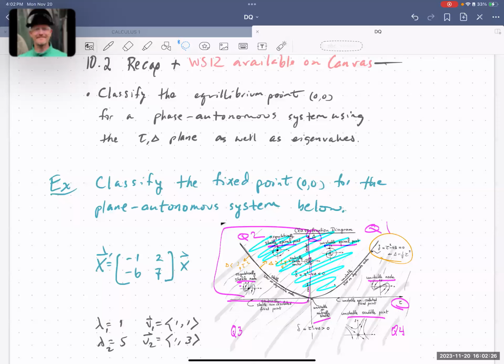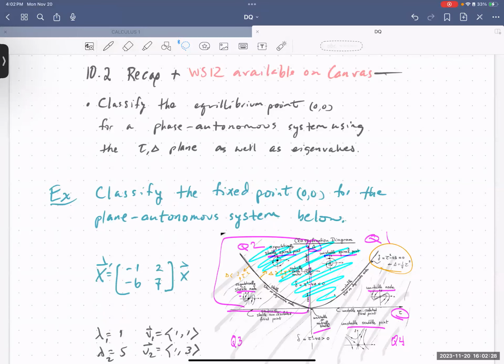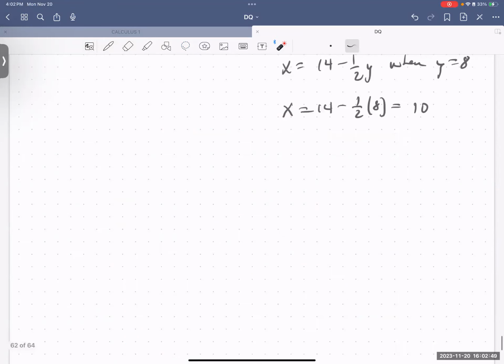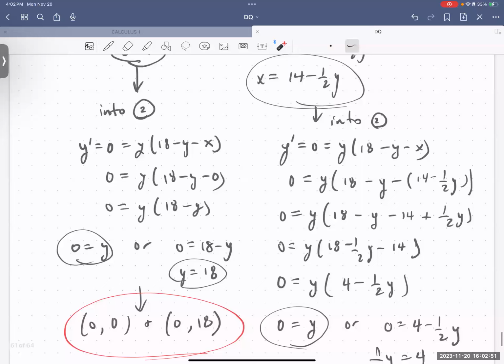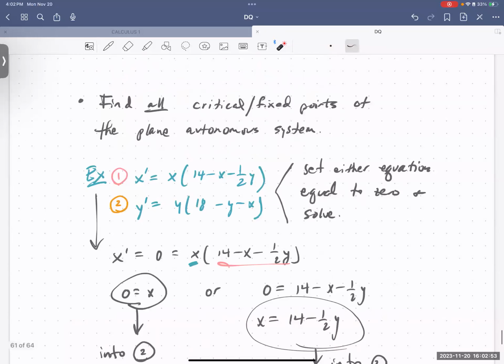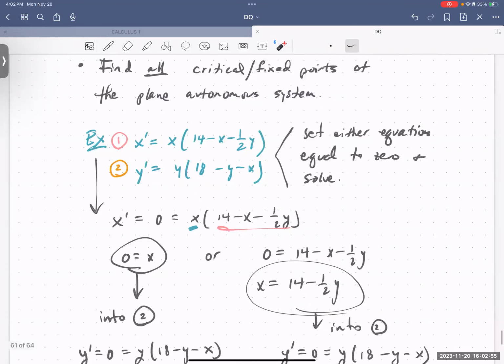Going to do hopefully a quick video on things we did last week with 10.2 specifically. So 10.2, specifically classifying the equilibrium point 0 for plane autonomous systems using both a trace determinant plane as well as eigenvalues. Keep in mind our last video, we took a plane autonomous system, found all its critical points.